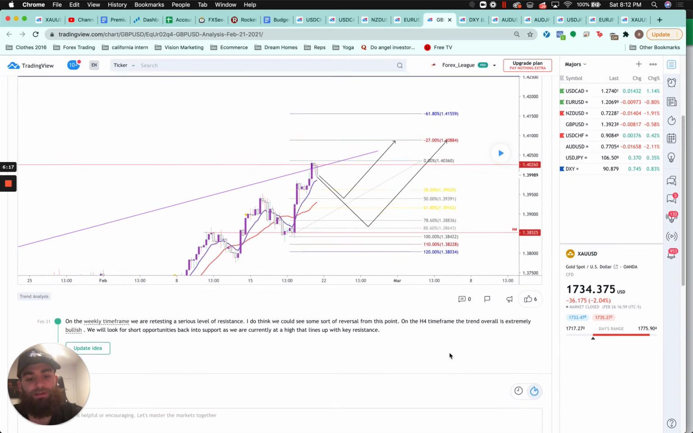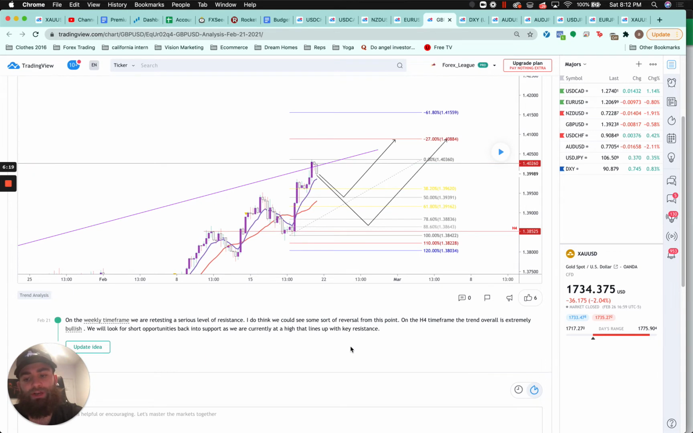On the 4-hour time frame, the trend is overall extremely bullish. We will look for short opportunities back into support as we are currently at a high that lines up with the resistance. So I was looking for shorts off of this level before going long. Let's see how this played out.